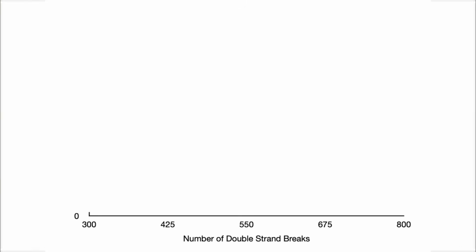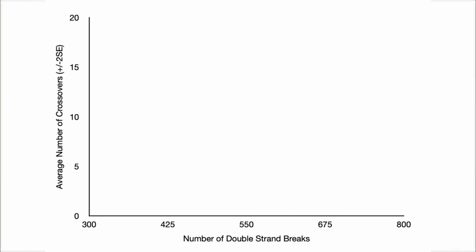Now first, the x-axis should be the number of double-strand breaks. Logically, this makes sense because there's always a possibility of a crossover whenever a double-strand break is found, but there's also the possibility that there's not a crossover. So it sort of is the determining factor. Also, they do mention double-strand breaks first and then crossovers in the question, so let's put the double-strand breaks on the x-axis, and we'll place the number of crossovers on the y-axis.